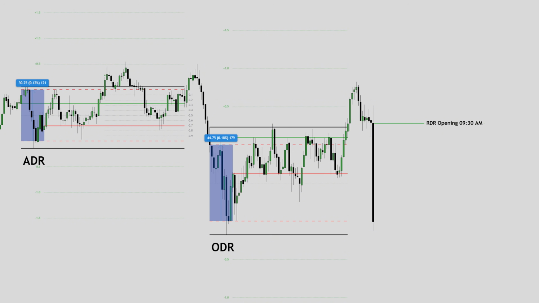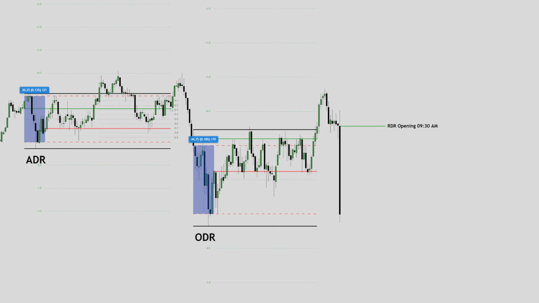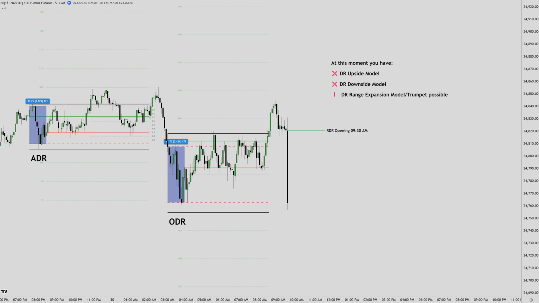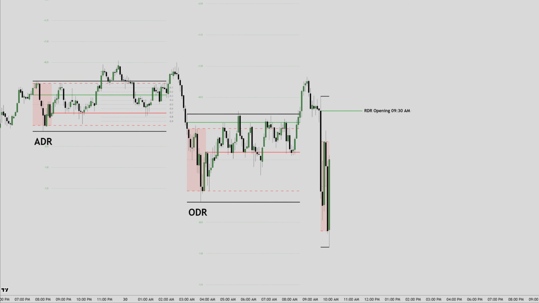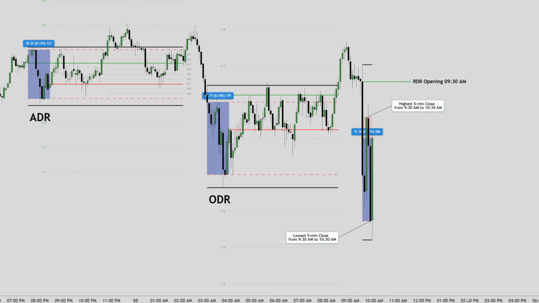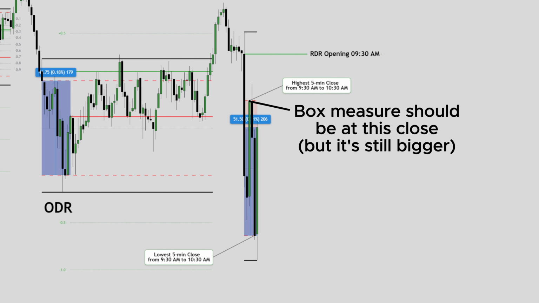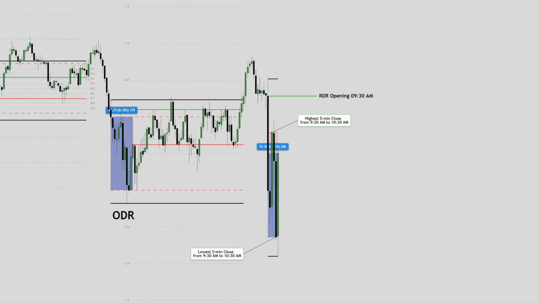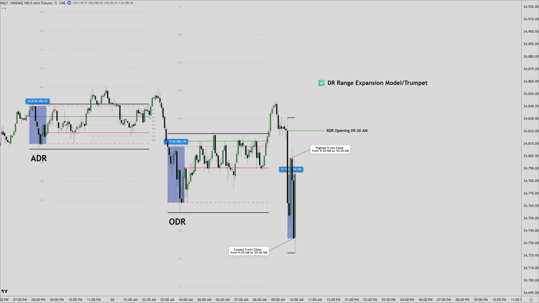Next, the aftermarket DR box is smaller than the overnight DR box. That means a range expansion model is possible. We don't know yet since the box hasn't fully formed. That's a huge piece of information already. Fast forward to 10 a.m., 30 minutes before the DR range closes. What information can you get out of the current situation? Measuring from the lowest to highest 5-minute close, you already see that this current IDR box is larger than the previous one. The range expansion model is now confirmed before the box has fully formed.